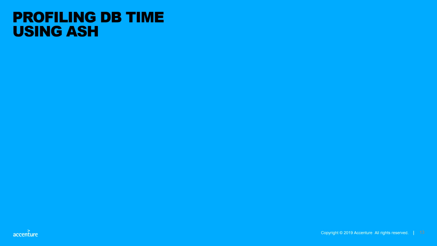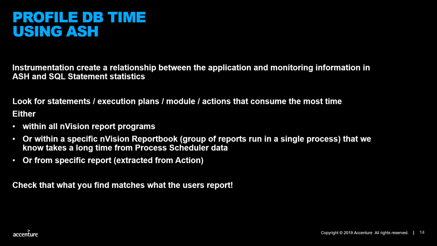Now I've instrumented my ASH data, I can profile it by report and layout. The instrumentation created a relationship between application context and things like SQL and plan hash value and so on. So I can look for particular reports, for statements, execution plans that take the most time. I can look within all of my nVision reports and identify which report. I can look at a report book and look at which report within the report book is my problem. Or I can look at a specific report, all filtered by action.